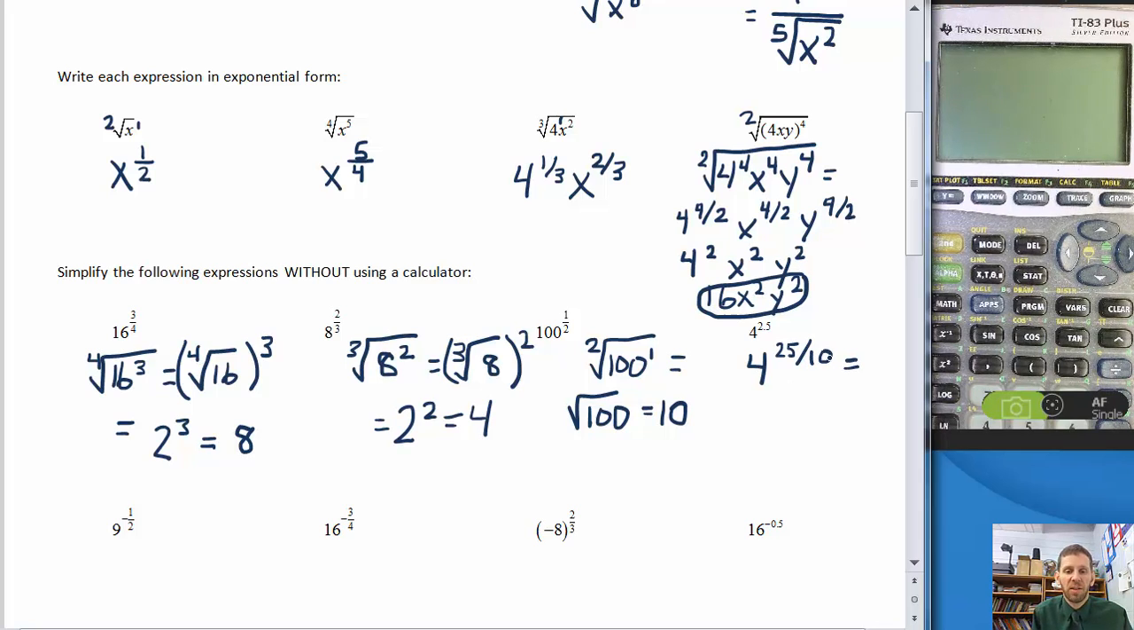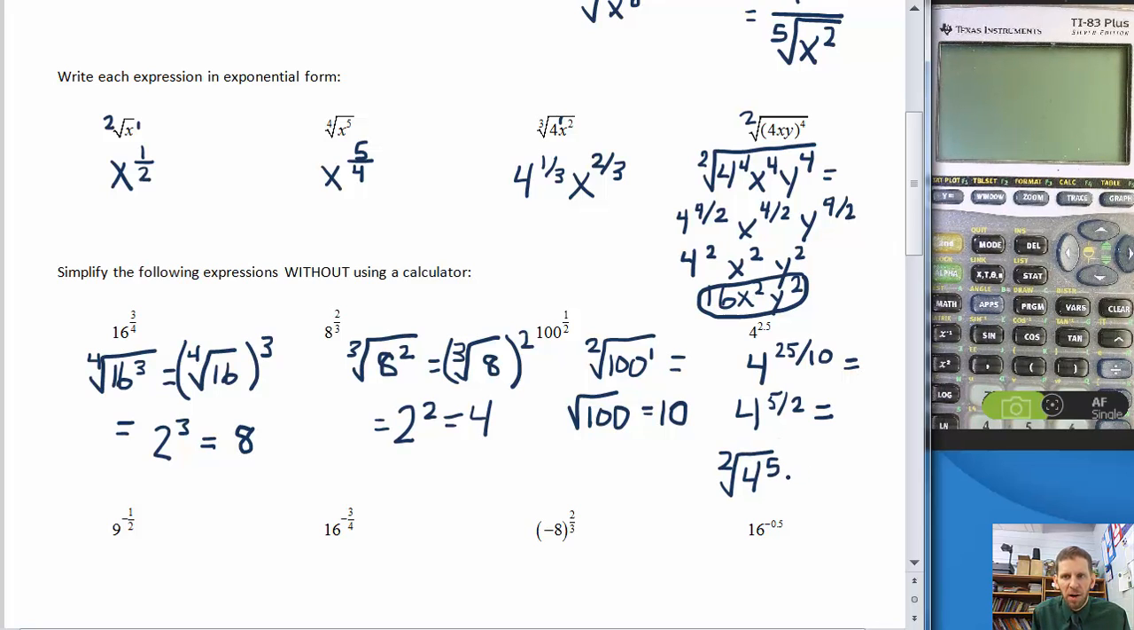Sure don't want to work with 10th roots or 25th powers. You can divide each of these by 5. 25 divided by 5 is 5. 10 divided by 5 is 2. So this is really 4 to the 5/2 power. Okay, that doesn't make things a whole lot nicer, but I do know the bottom number is the root. Top number kind of stays with the exponent.